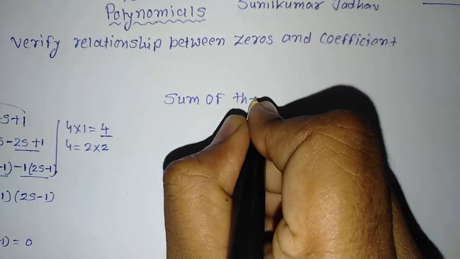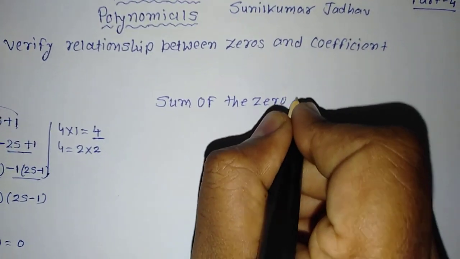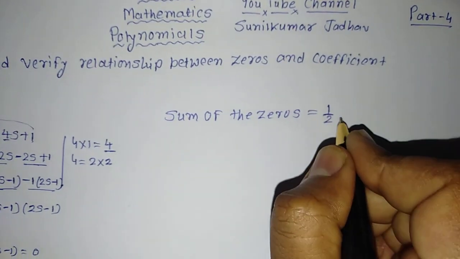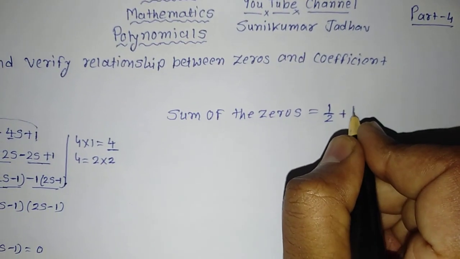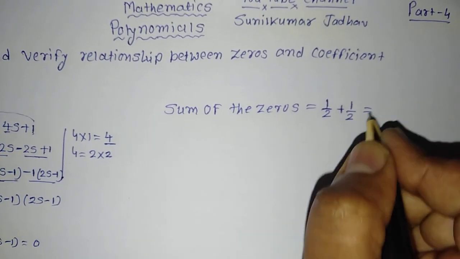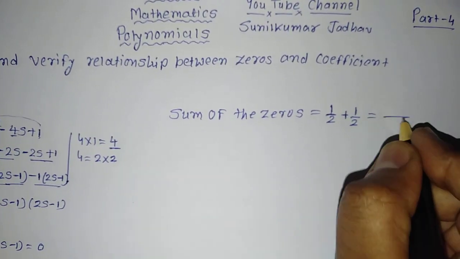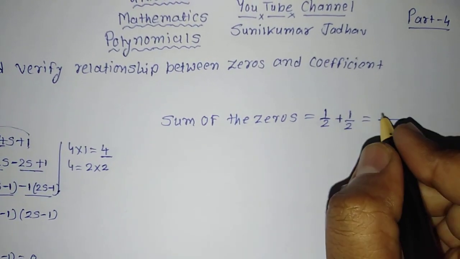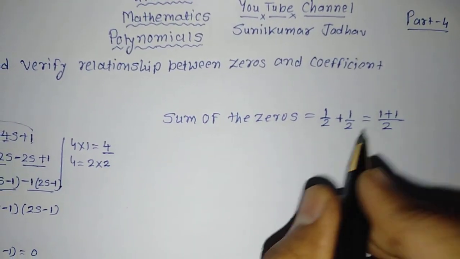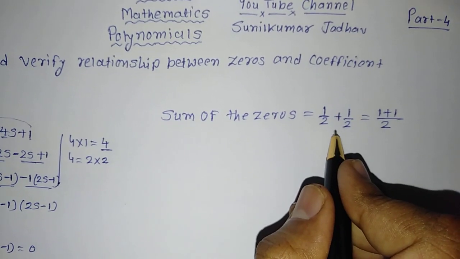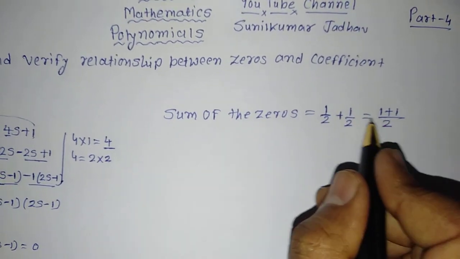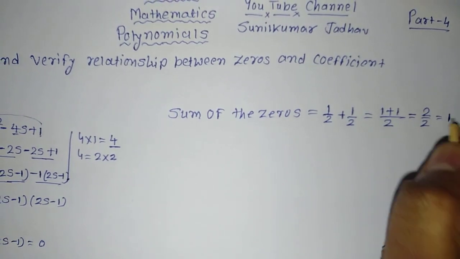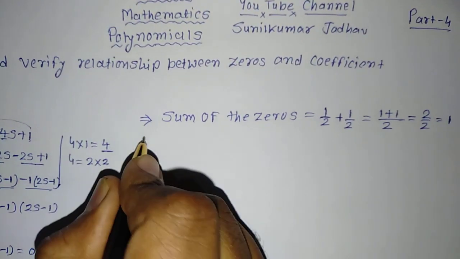Sum of the zeros. We have two zeros, one is 1 upon 2 as we have found out, plus another one is also 1 upon 2. Here you can take the LCM. LCM is what? It is 2. Here we can do the addition 1 plus 1, as in both denominators it is 2, that is 2 by 2 is equal to 1. This is what we have found out simply.